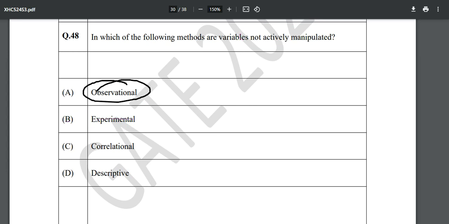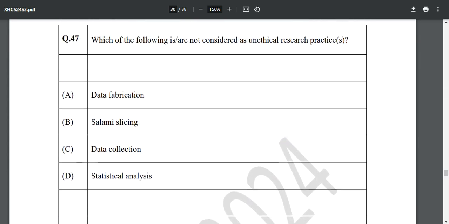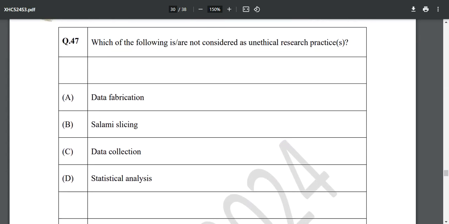Alright. So observational, correlational, A, C, D is the correct answer over here. Alright, let's move ahead to question number 47. Which of the following are not considered as unethical research practices? Data fabrication, salami slicing, data collection, statistical analysis.